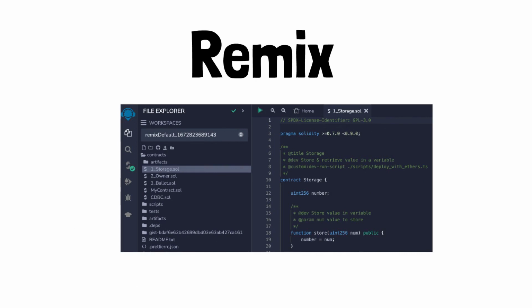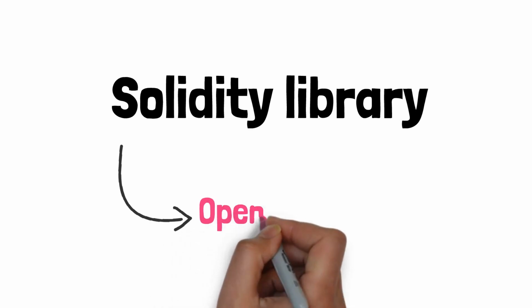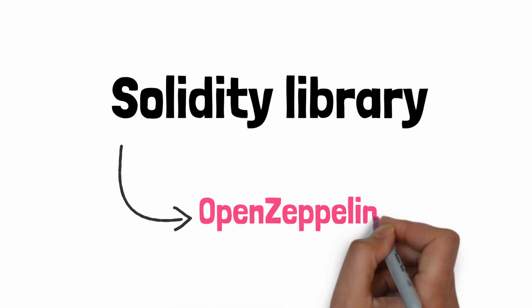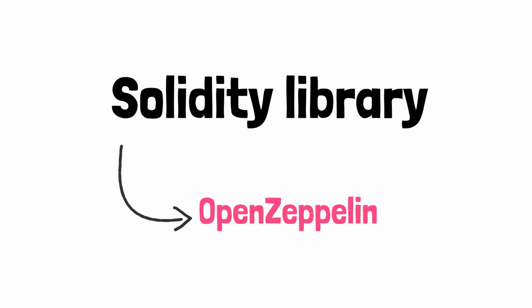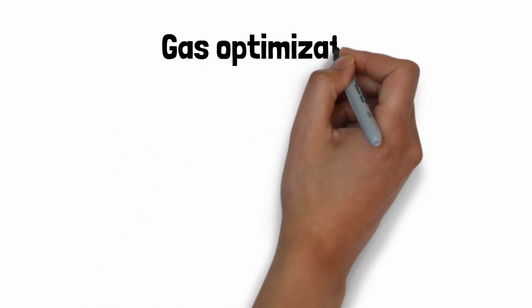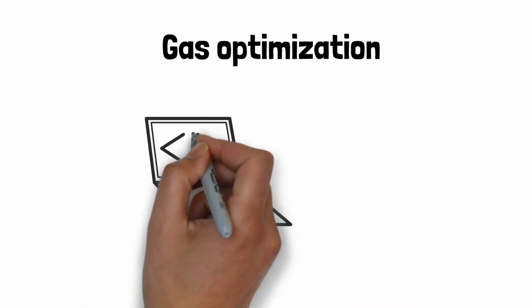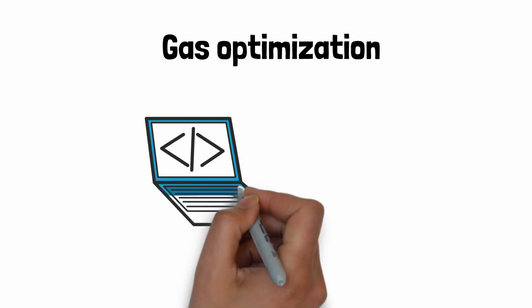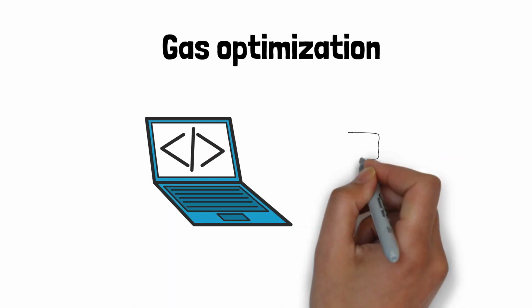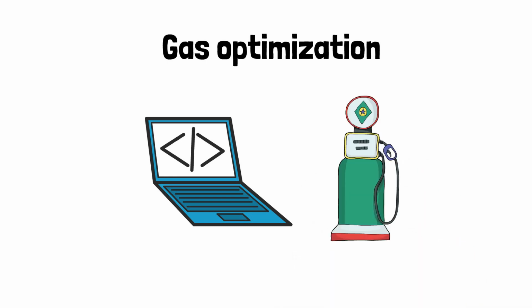Instead of coding everything from scratch, it's better to reuse code that has already been tested and used by others. That's why you should become familiar with OpenZeppelin, a Solidity library with a lot of standard implementations. When a user sends a transaction, they have to pay transaction fees. The transaction fee depends on the complexity of your Solidity code. That's why, as a blockchain developer, you need to learn how to optimize your Solidity code. We call this gas optimization.